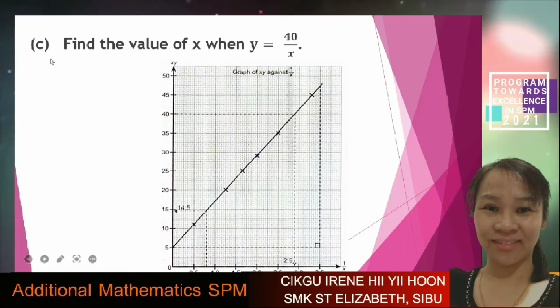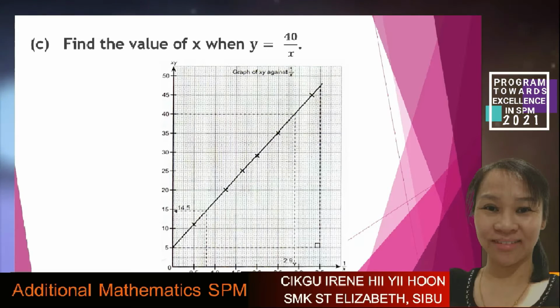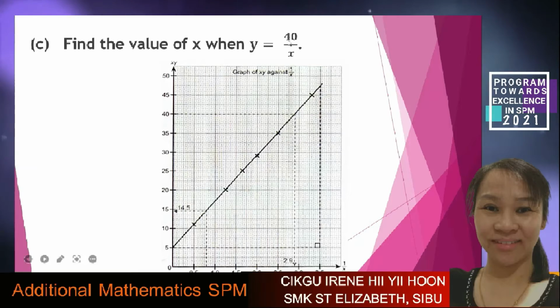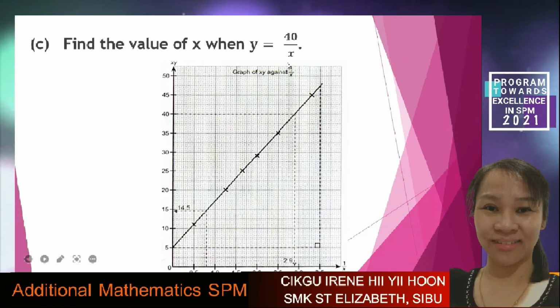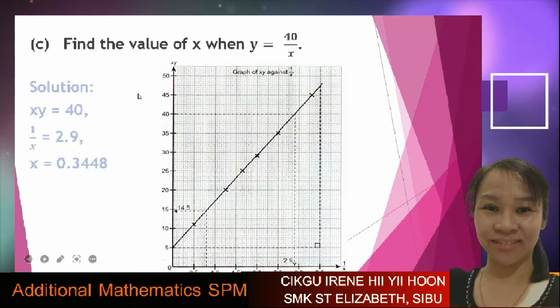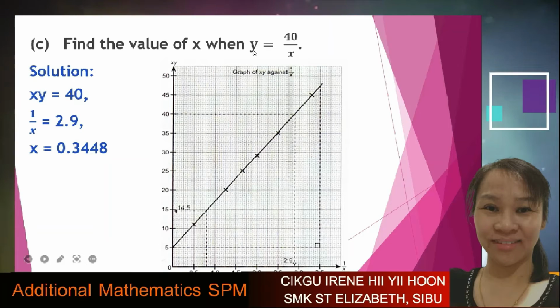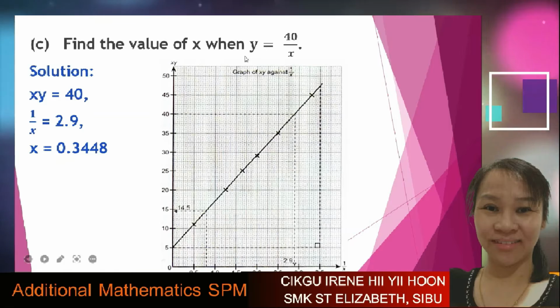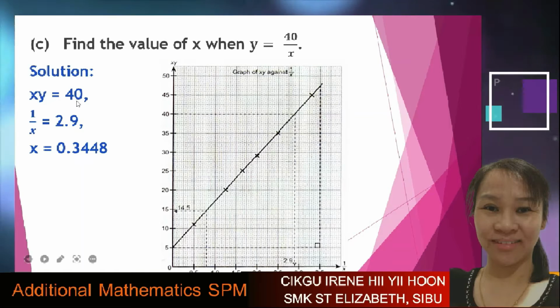How about question number C? Find the value of x when y equals 40 over x. Let's look at the solution. When y equals 40 over x, that means xy is equal to 40.